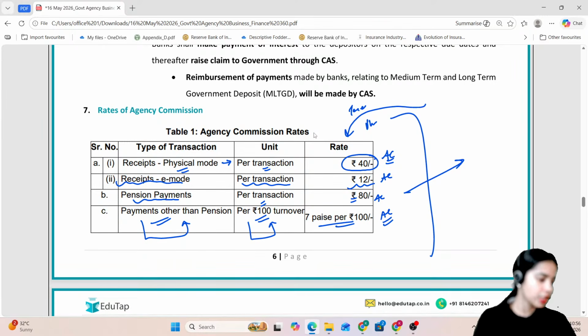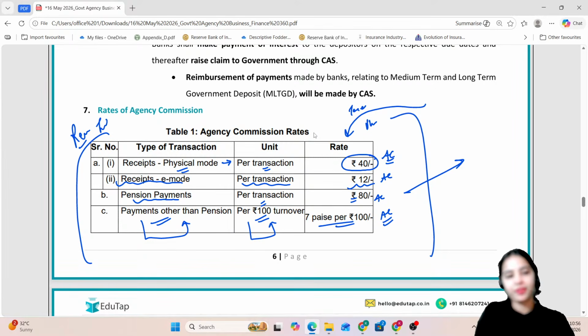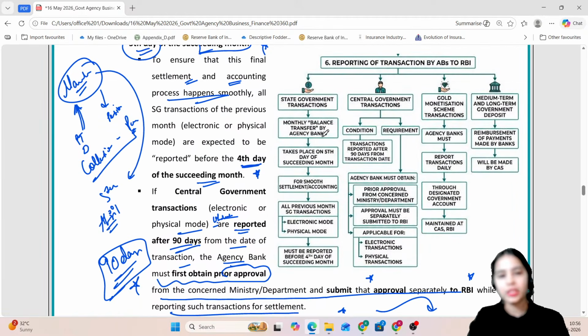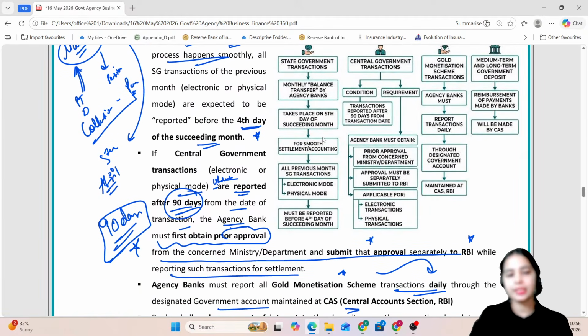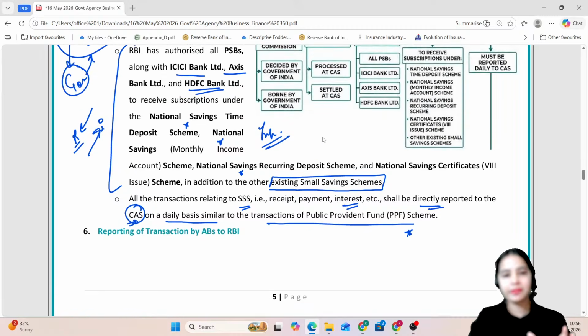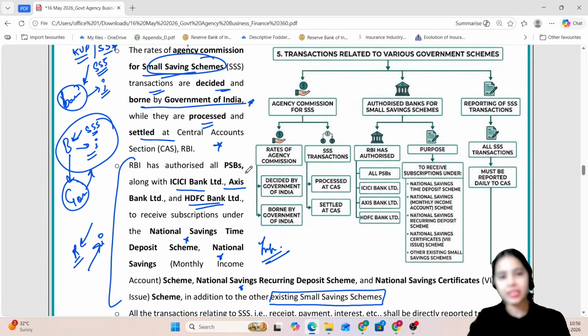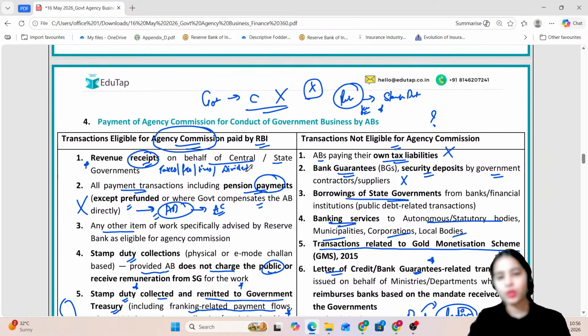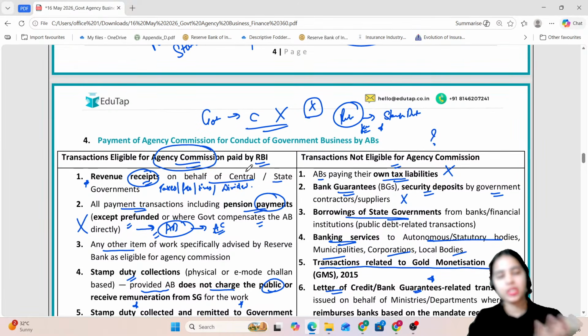Any confusion in this? So this is the basic idea. This is something that you have to remember, and this is very, very important. I've marked the important points. The data are mainly important, like the 5th day, the 90 days clause, as well as which banks have been authorized. You also have to remember which transactions are eligible for the agency commission and which are not.